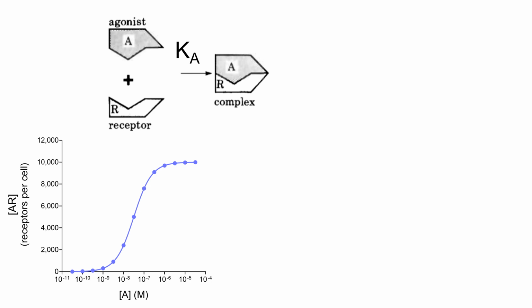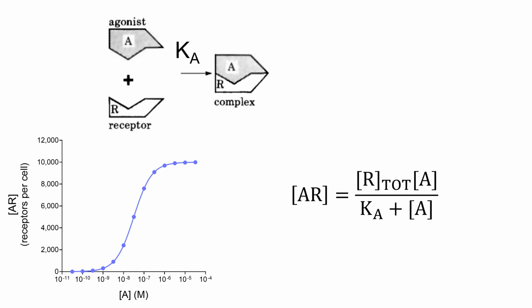Here we have the graph defining agonist binding. The agonist concentration is on the x-axis here, and the concentration of the agonist-receptor complex is on the y-axis, so this is a familiar binding curve. Here we have the equation that defines agonist binding to the receptor. Let's examine this so we understand it clearly. This equation defines the curve we see on the graph. It defines the agonist-receptor complex concentration on the y-axis here in terms of the agonist concentration on the x-axis.